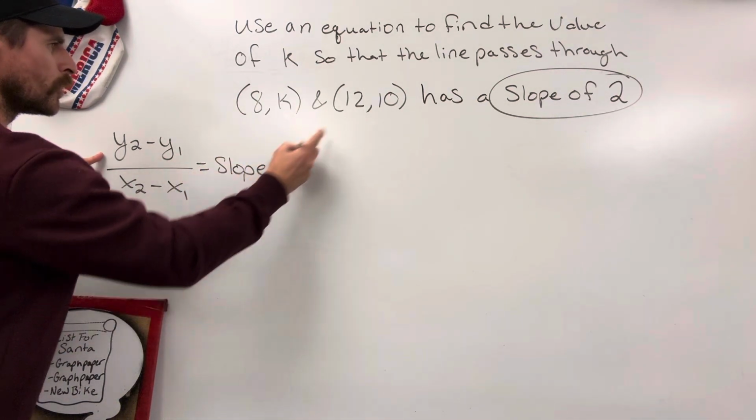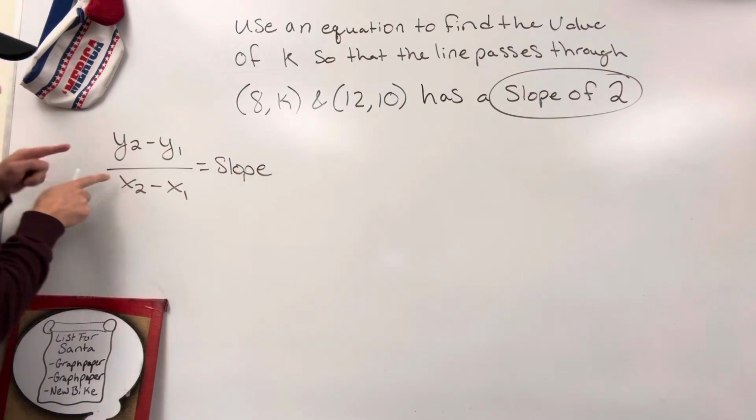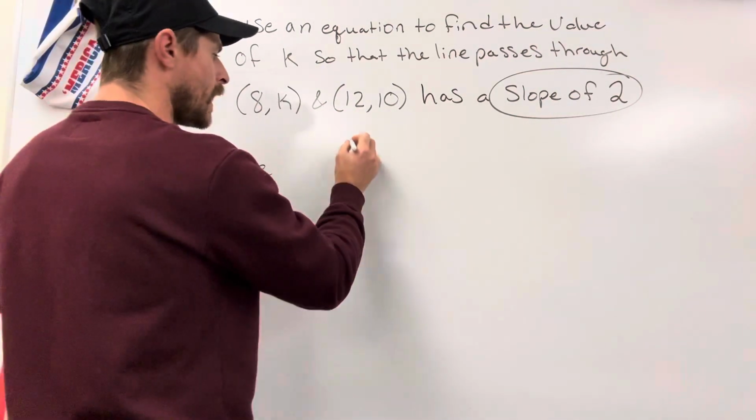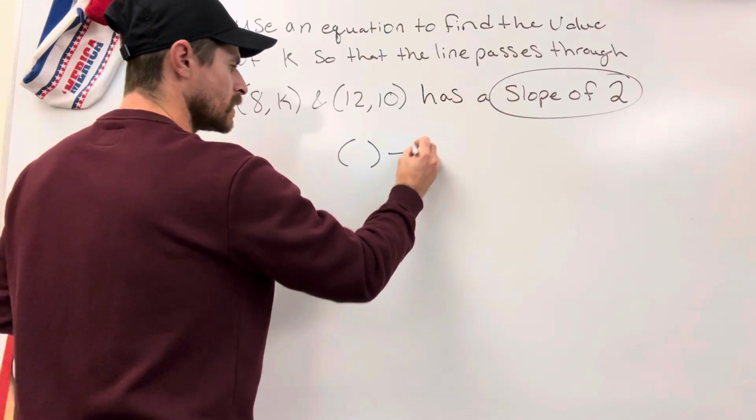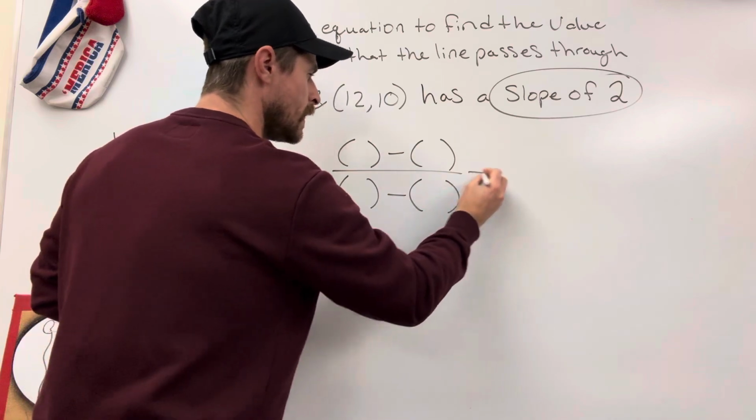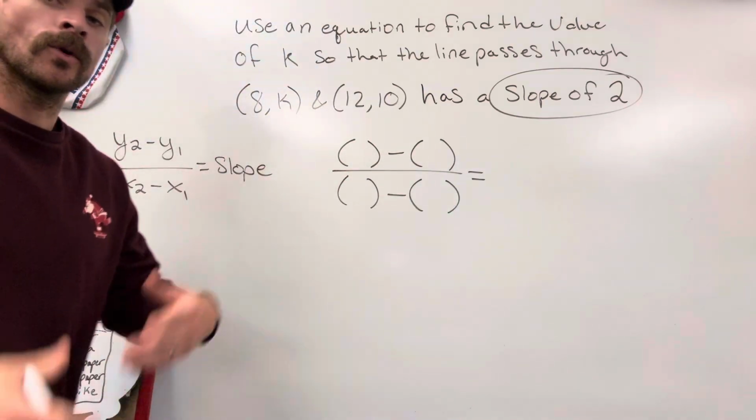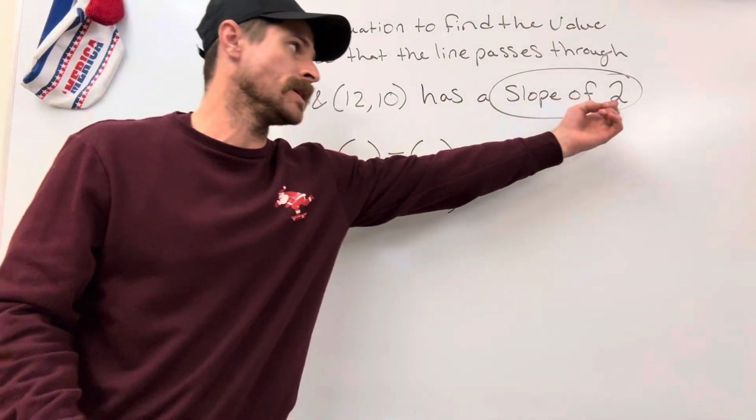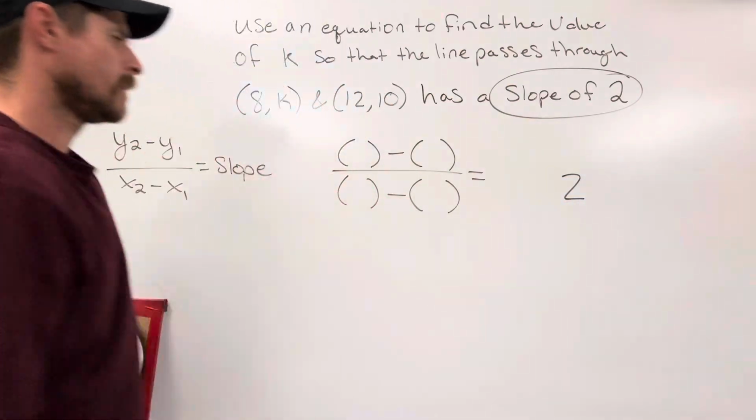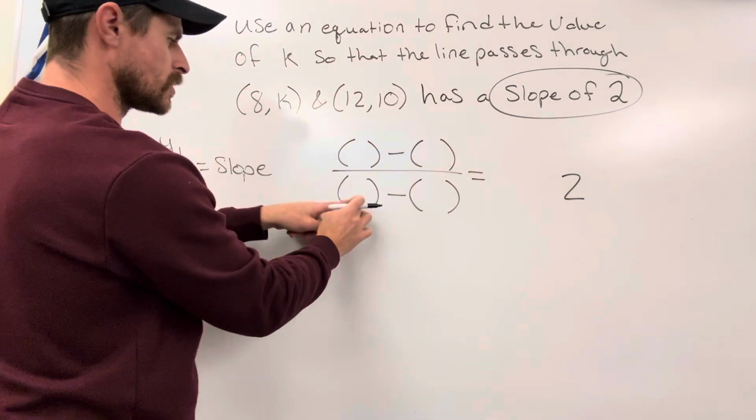So if we have 2 points, we can take these values, plug them into this formula, and out will come the slope. So if we know that we want to take y2 minus y1 over x2 minus x1, and that gives me slope, we're also being told the slope is supposed to be a 2. So I'm just going to say we hope to get a 2 here at the end. Okay, so we've got to figure out what numbers go where.